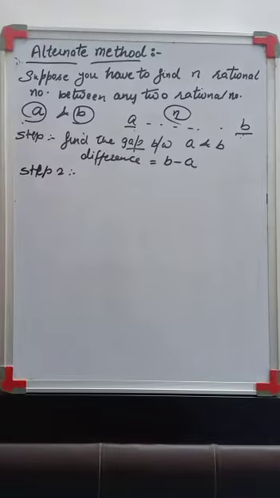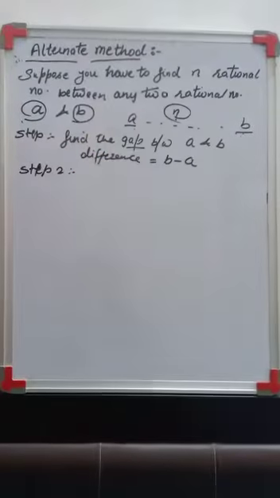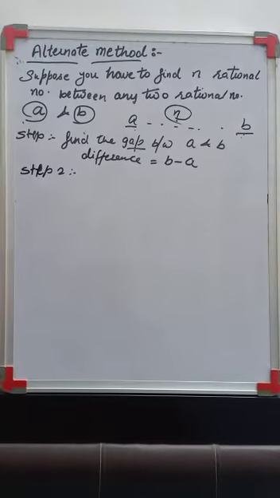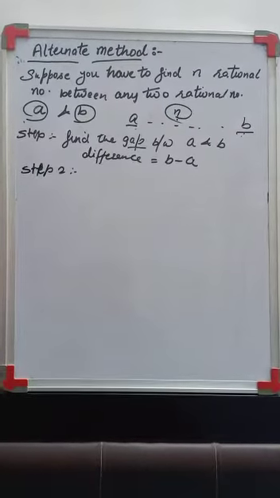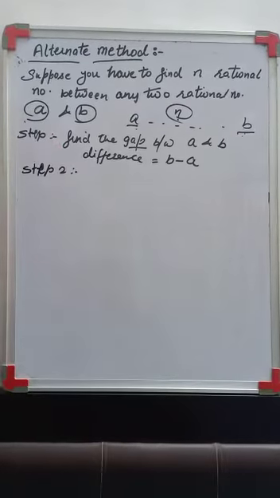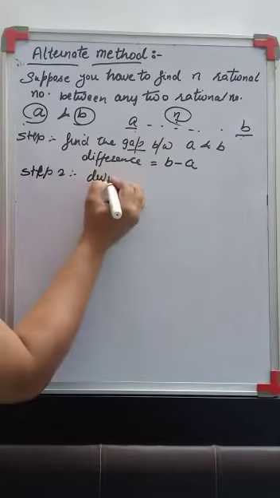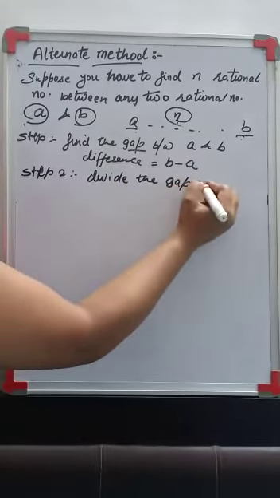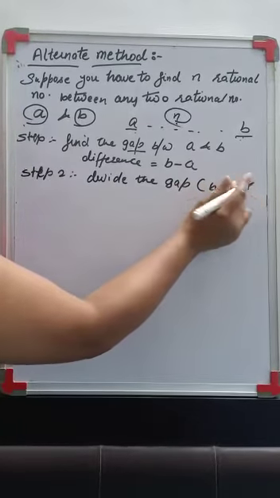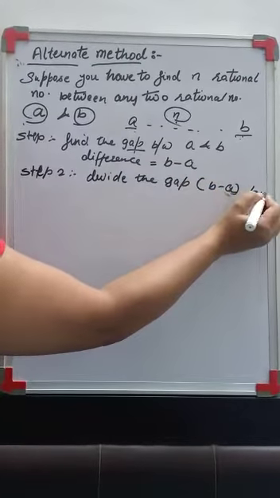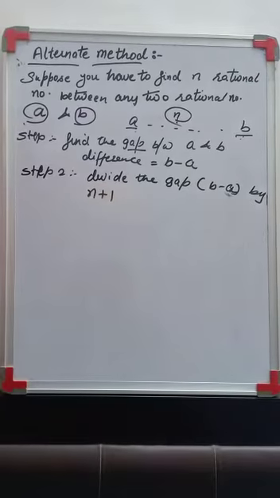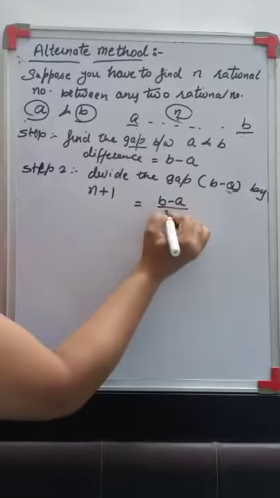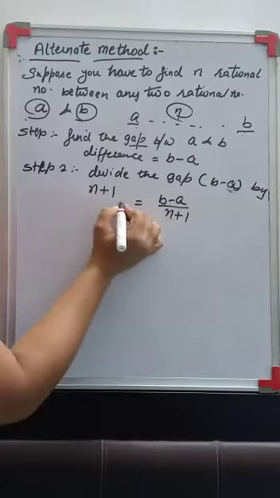Step 2: how many numbers do I need to calculate? N, right? For example, if I need to calculate 7 terms, what you need to do is N plus 1, that is 8. So the second step is to divide the gap. Gap means B minus A, divided by N plus 1. So the result will be B minus A divided by N plus 1.